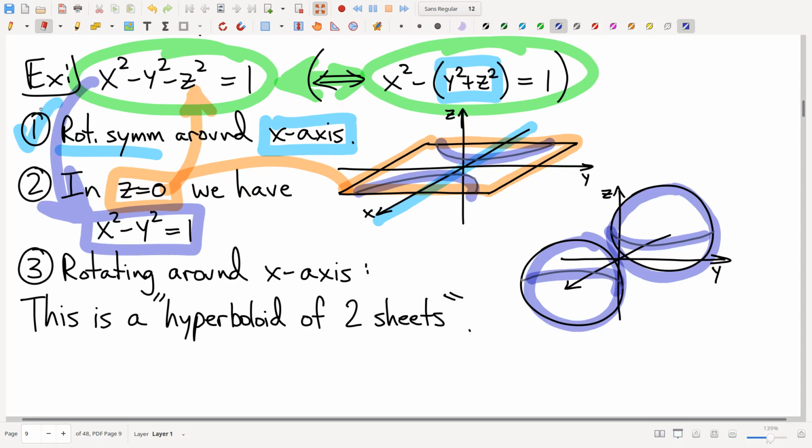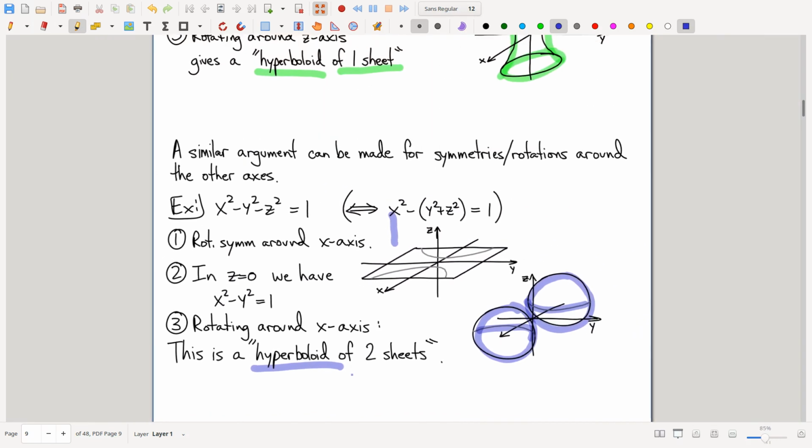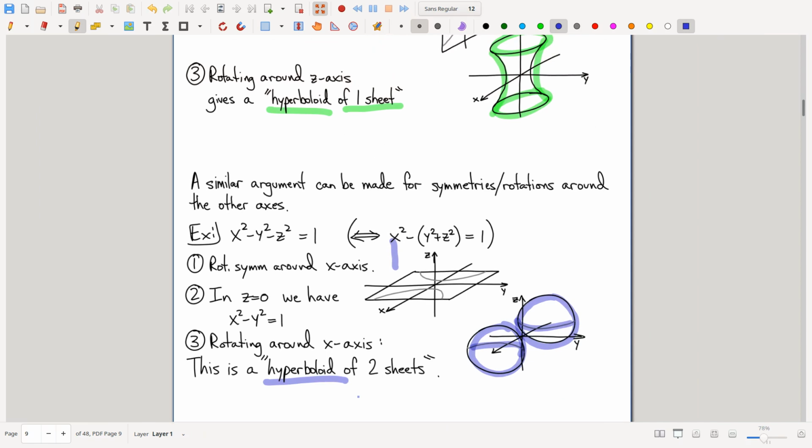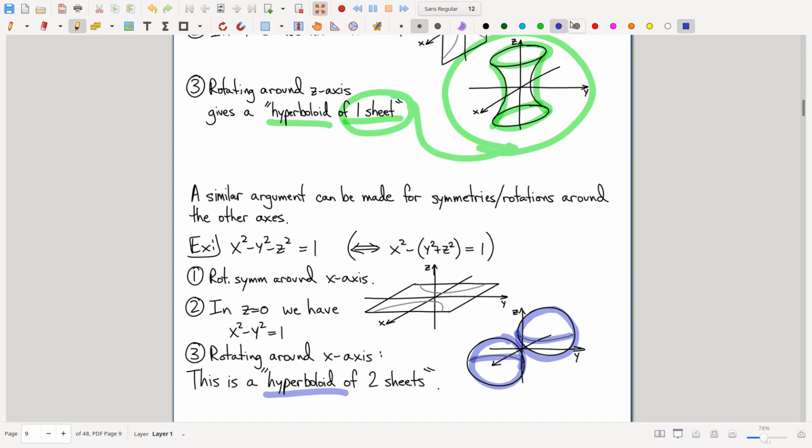So now what are we going to call this? Well, again, it's a rotation of a hyperbola, so hyperboloid. But this time, notice the surface is significantly different. Significantly different from our first hyperboloid. Our first hyperboloid only has one chunk, and so we say one sheet. Our second one here has two chunks to it, so we say hyperboloid of two sheets.